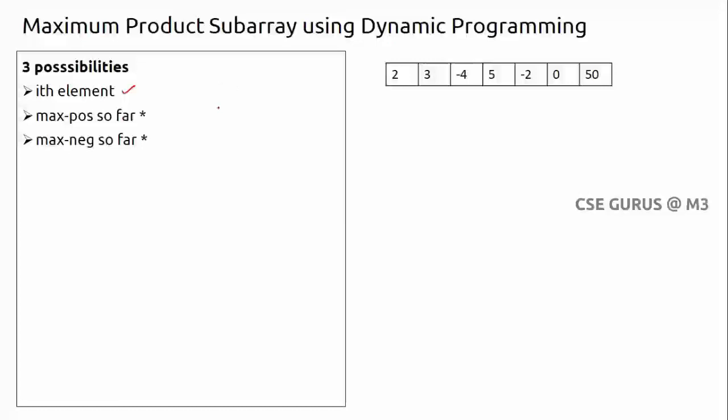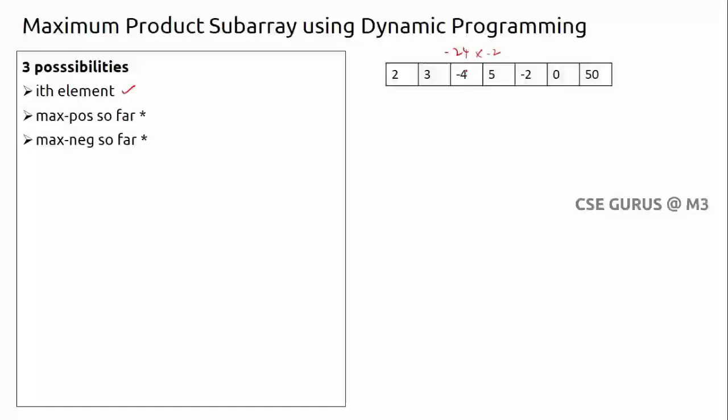But what if I get a negative? Let us suppose 2 into 3 is 6, and 6 into minus 4 is minus 24. So you are not going up, the value is going down. But this is also very important to store. Why? Because after minus 24, if I get minus 2, what is this value? Minus 48 times minus, plus 48. Again you are going up. So there is a need to store the negative value also. That's why maximum negative so far is also a very important part to consider. Hope you are able to understand this.